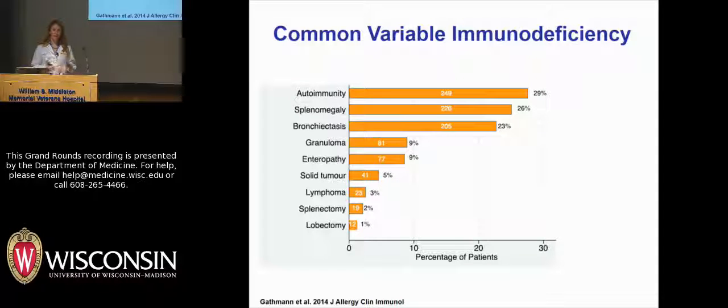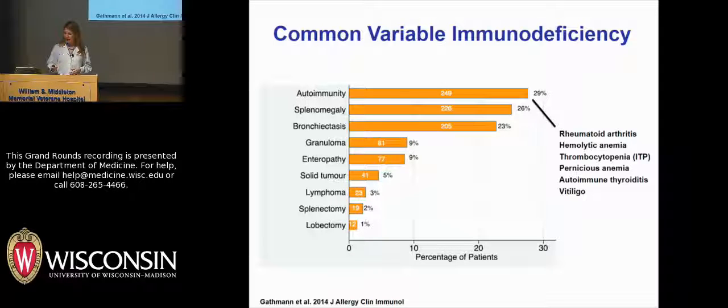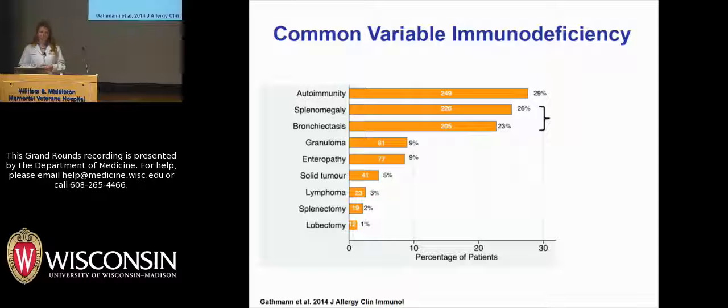I told you that patients develop autoimmunity and other non-infectious complications with common variable immunodeficiency. And these data are taken from approximately 1,000 patients in a European cohort with common variable immunodeficiency, looking at what other clinical manifestations do they have. And autoimmunity comes up very high, 30% here. Rheumatoid arthritis, hemolytic anemia, thrombocytopenia, pernicious anemia, autoimmune thyroiditis, and vitiligo. We also see splenomegaly and bronchiectasis as being common. The bronchiectasis is thought to be related to the recurrence of the respiratory infections.